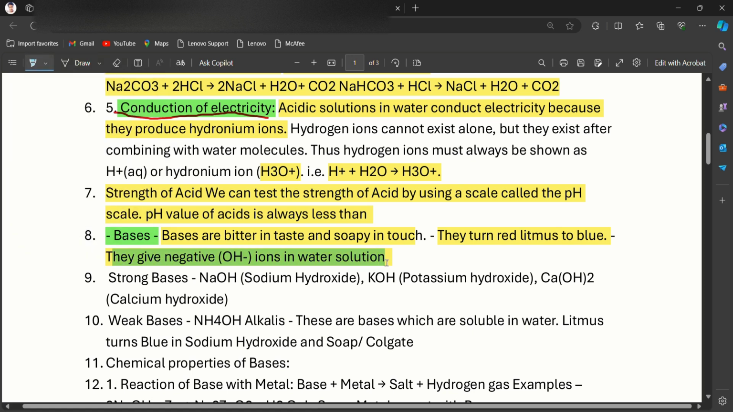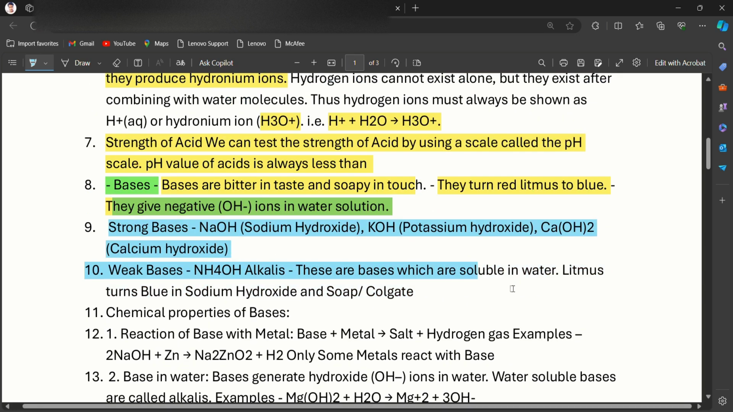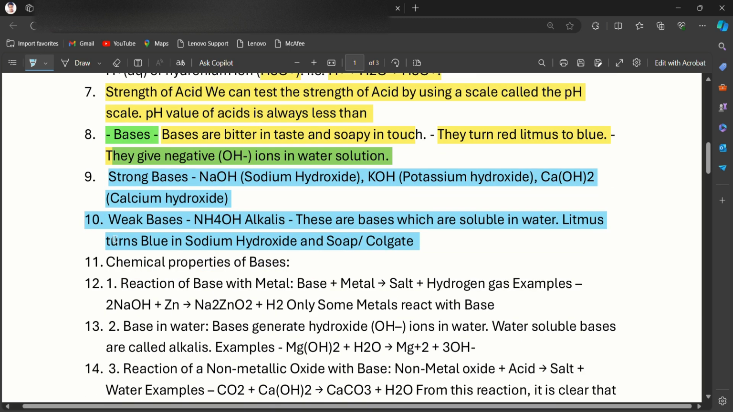And acid, what gives acid? Acid gives H plus ion. Okay. Let's see, acids are categorized into strong and weak. So here, same as bases, strong and weak bases, and here are some examples of the strong and weak bases. Okay, I'm not going into detail.